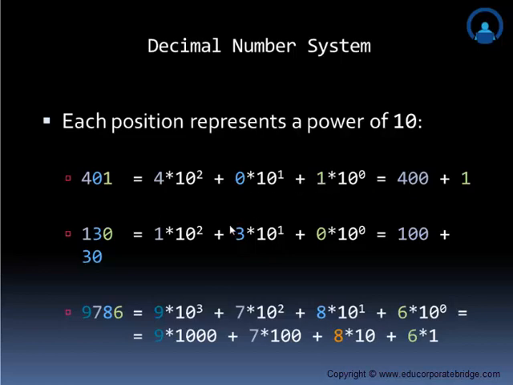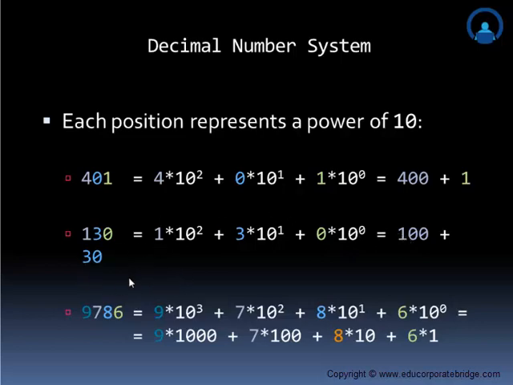Let's take the next example of 130. The 0, the extreme right bit, is LSB and its position is 0. 3 has its position as 1, and 1 has its position as 2. Hence the value 130 can be written as 1 into 10 raised to 2 plus 3 into 10 raised to 1 plus 0 into 10 raised to 0. So the addition gives 100 plus 30 is equal to 130.